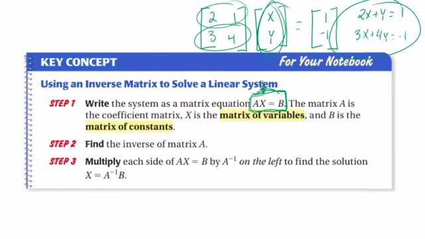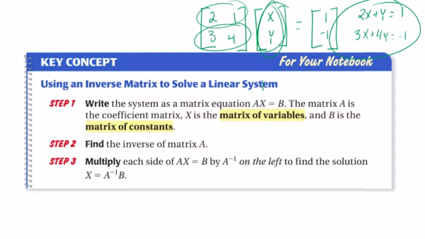Alright, so that's what our system ends up looking like, just to let you know. So they're all in this form. I just wanted to show you what it looks like. Alright, x is the matrix of variables, and b is the matrix of constants. So I want to go ahead and make sure that I have everything written correctly. Step 2 says find the inverse of matrix A.